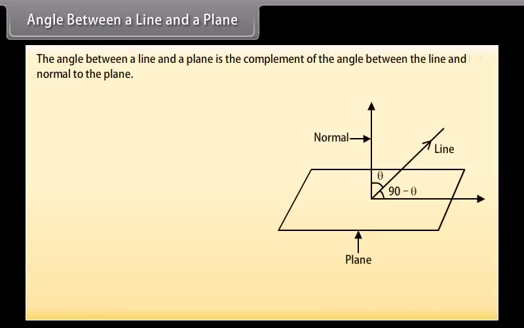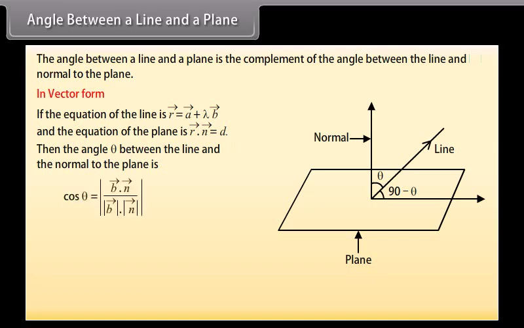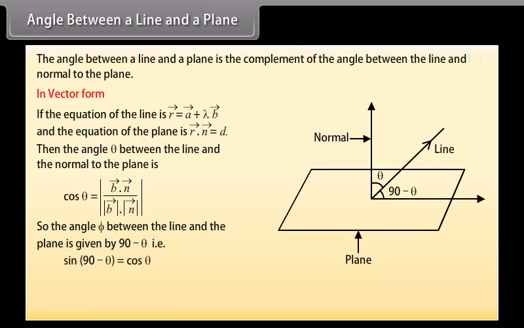Angle between a line and a plane. The angle between a line and a plane is the complement of the angle between the line and normal to the plane. In vector form, if the equation of the line is vector r equals vector a plus lambda vector b, and the equation of the plane is dot product of vector r and vector n equals d, then the angle theta between the line and the normal to the plane is given by cos theta. So the angle phi between the line and the plane is given by 90 minus theta, that is, sine of 90 minus theta equals cos theta.